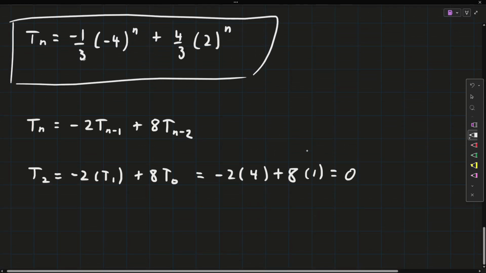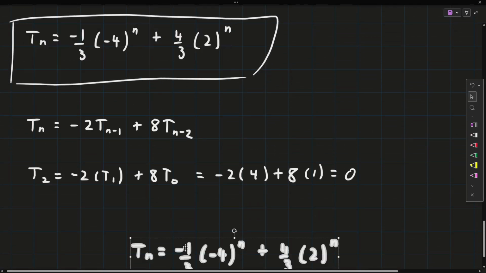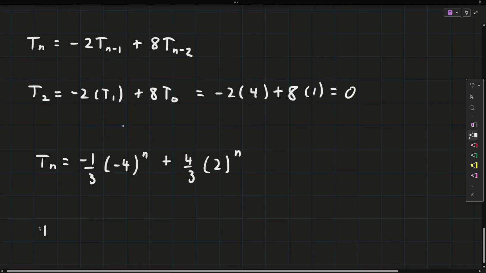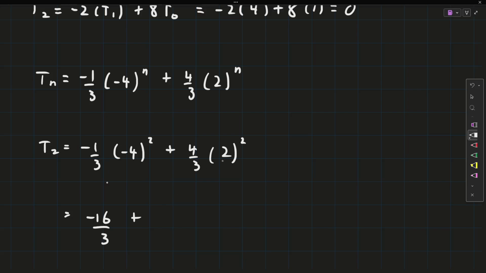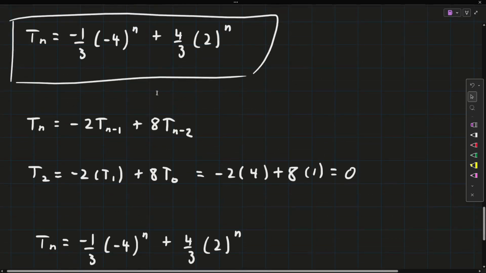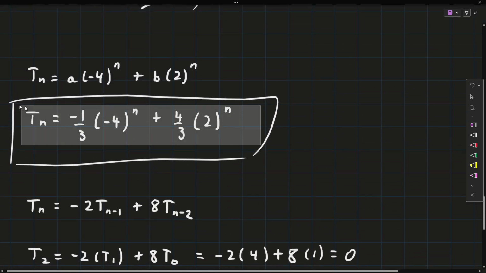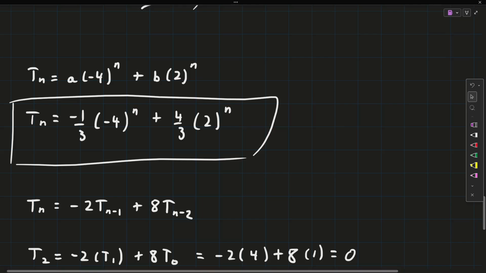Okay. And we can double check that our formula actually works. Let's take this. So T2 should be minus a third times minus 4 squared plus 4 over 3 times 2 squared. And let's just see if this actually works. So minus 4 squared is 16. So we'll get minus 16 over 3, because this is going to be positive, and then we're multiplying by something negative. Plus, this is going to end up being 4 by 4, which is 16 over 3. Hey, look, it ends up being 0. So yeah, this equation works, and this is a solution. You can sub this into the original difference equation, and you'll see that it will indeed work.